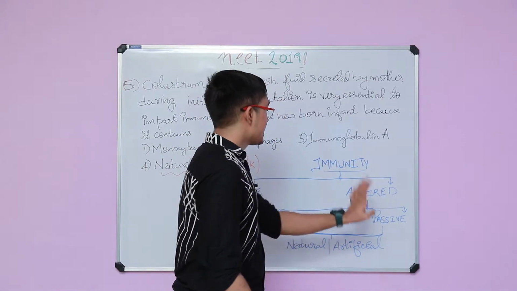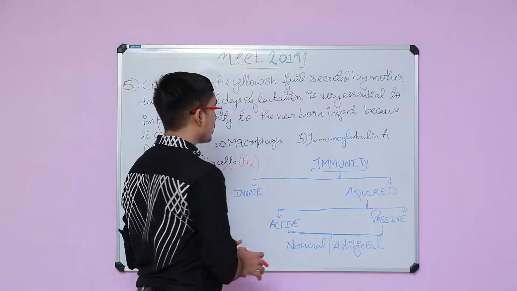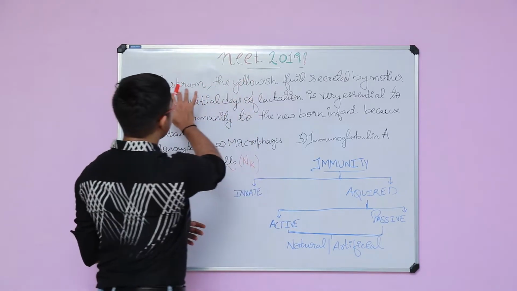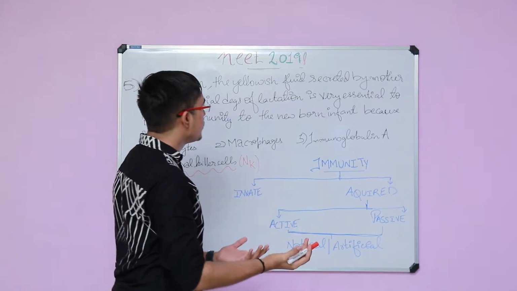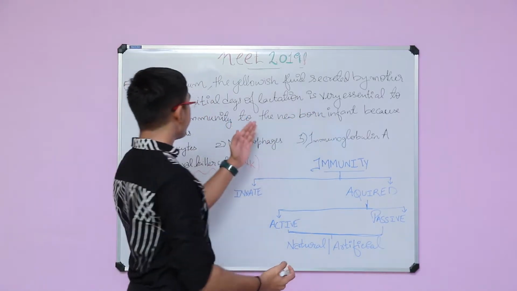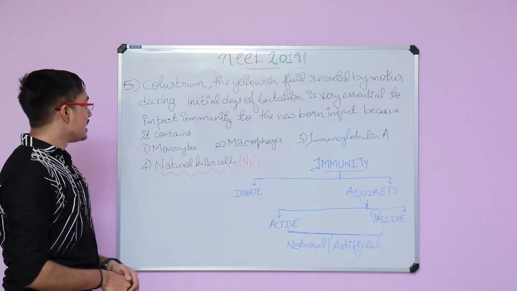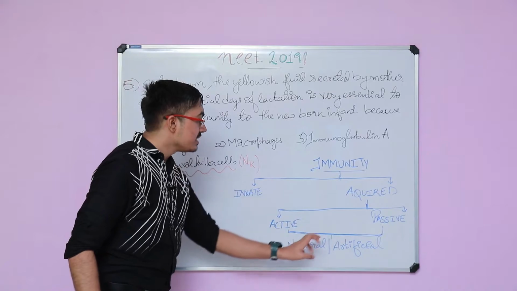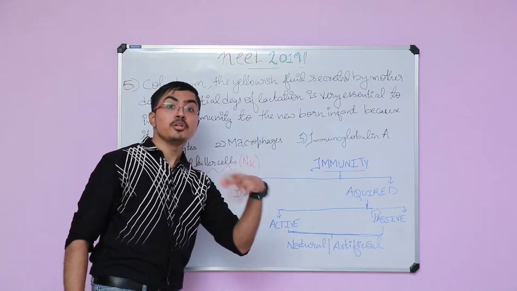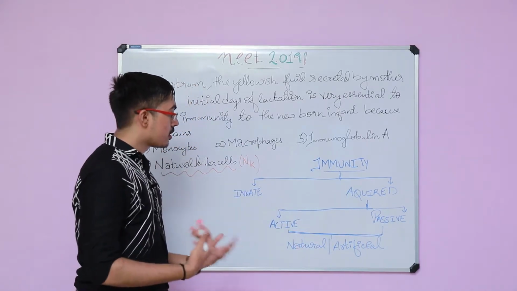Now, natural passive immunity is what the person acquires from his mother. So this question: colostrum, the yellowish fluid secreted by the mother during the initial days of lactation, for the first few days, is very essential to impart immunity to the newborn infant because it contains. Now we know that yes, it is actually natural passive immunity. You are giving immunoglobulins to the body of the child.